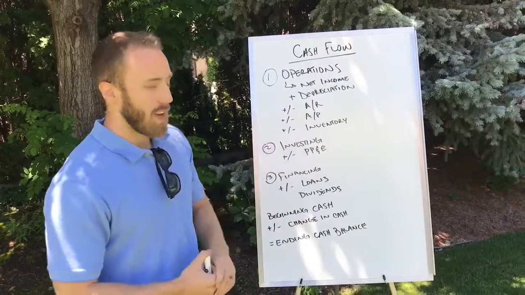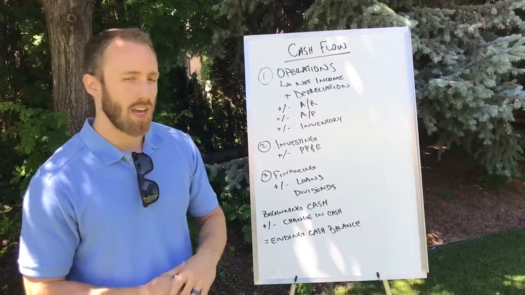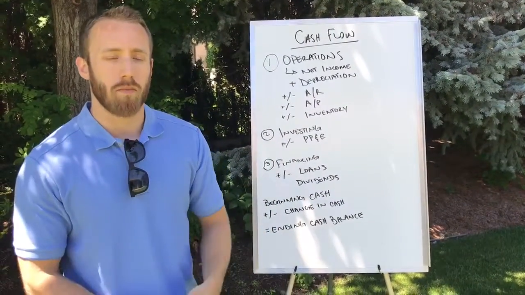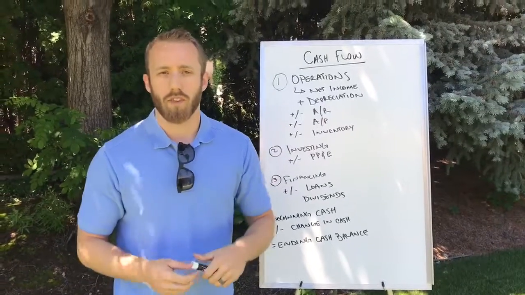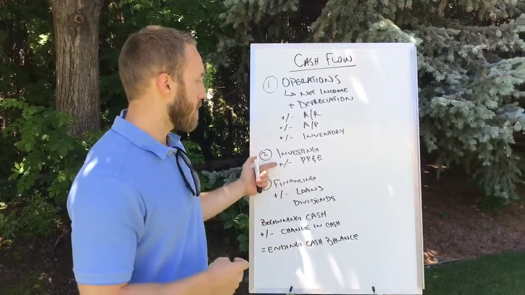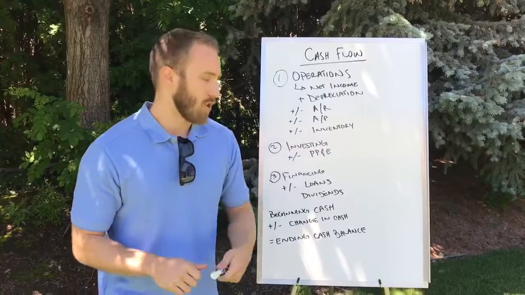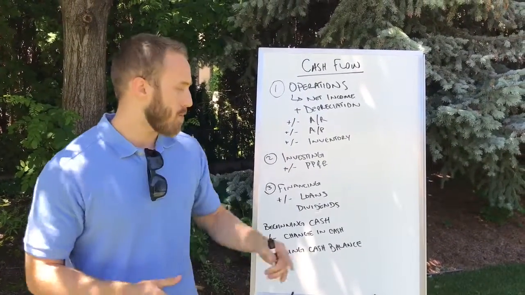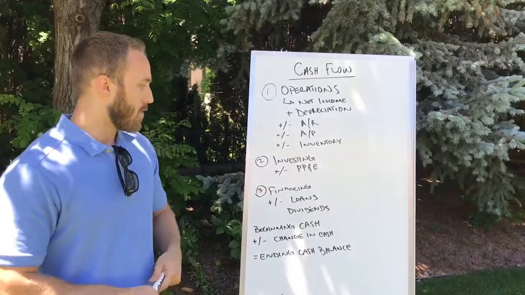Then we jump into our investing portion of our cash flow statement. The investment portion is what you're investing into the business. So if you're buying machines or equipment for the business, that's what affects the investing portion. So right here we have either an increase or decrease in property, plant, and equipment for the company.